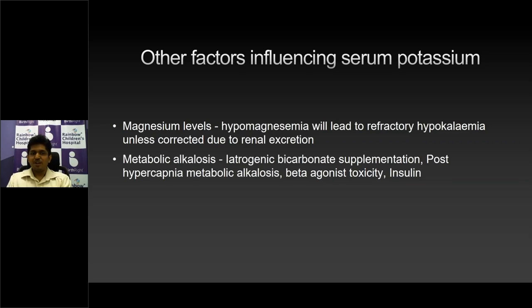The other thing is metabolic alkalosis. When there is metabolic alkalosis, again there will be a shift of potassium into the cells. Therefore, the serum potassium will be low, even though the total body potassium may be normal or high. So here you need not increase the maintenance potassium. You can just give the potassium to maintain the normal potassium levels, but you have to treat the metabolic alkalosis. So correct the metabolic alkalosis. The other treatable factors would be beta agonist use and insulin, where we commonly see hypokalemia due to shifts.